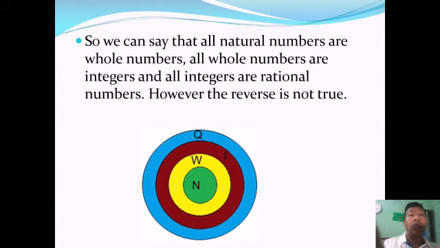So we can say that all natural numbers are whole numbers, all whole numbers are integers, and all integers are rational numbers. However, the reverse is not true.